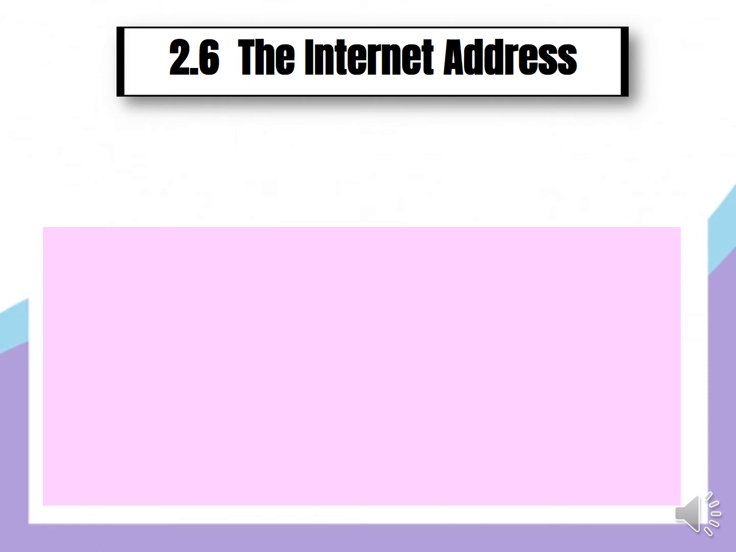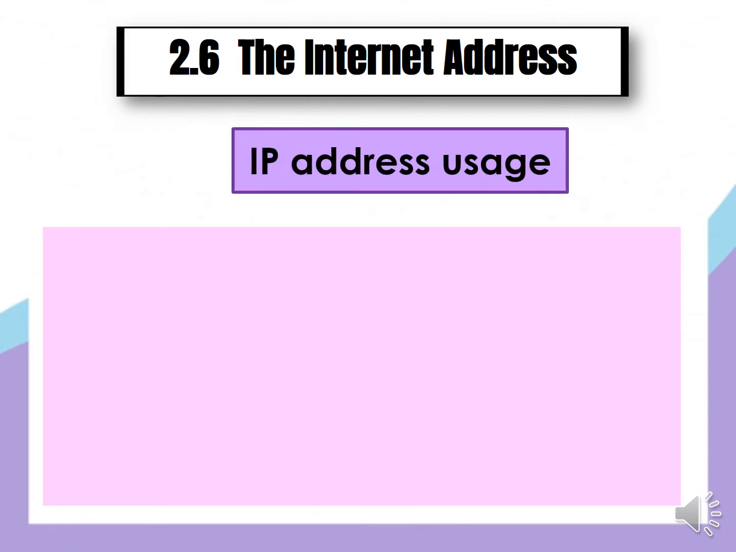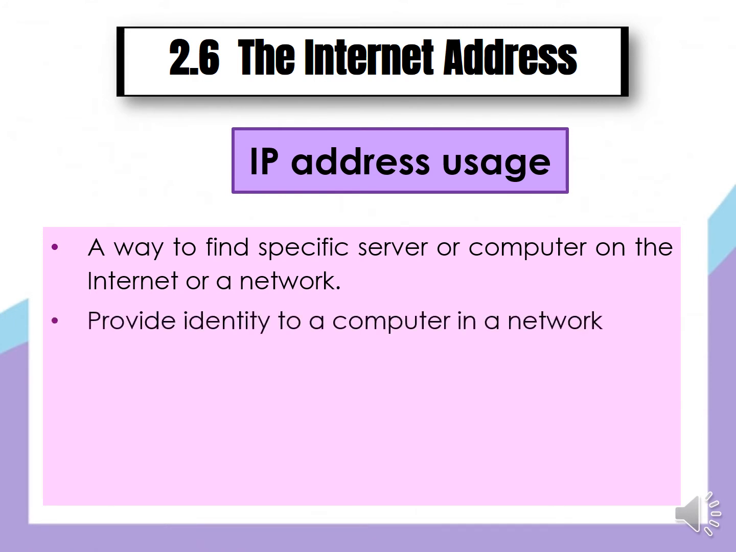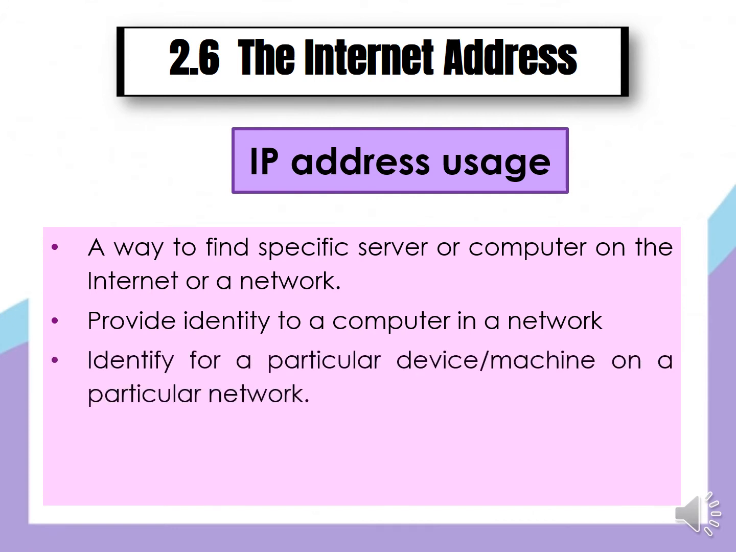Now, let us have a look at the IP address usage. First, it is a way to find a specific server or computer on the internet or a network. Second, it provides identity to a computer in a network. Third, it is to identify a particular device or machine on a particular network. Last but not least, of course, it allows transfers of files and emails.